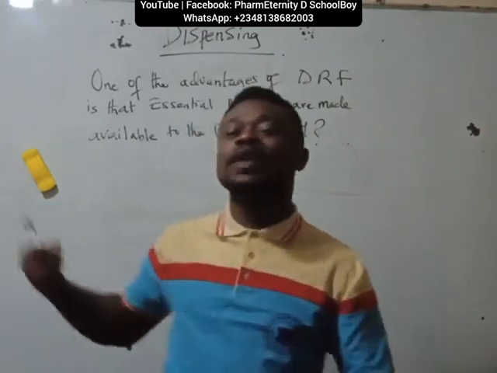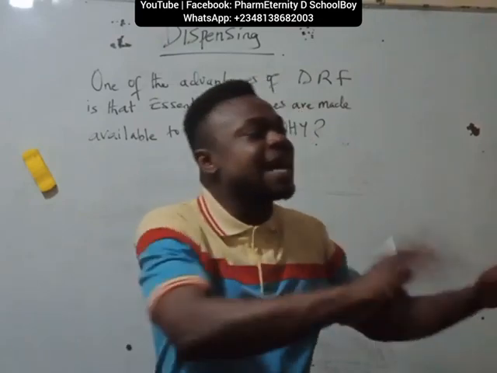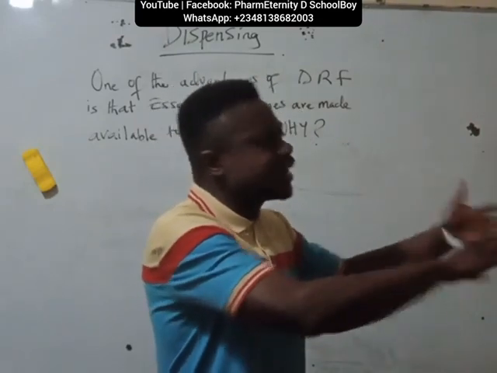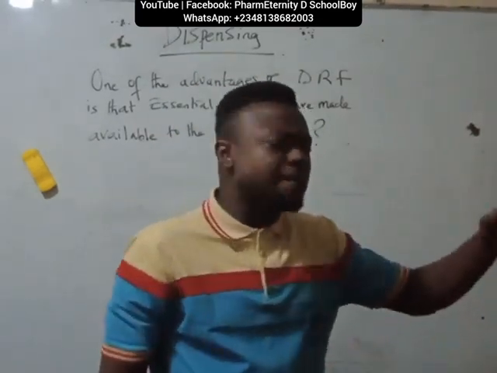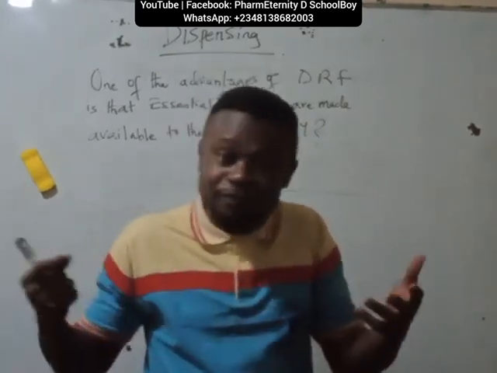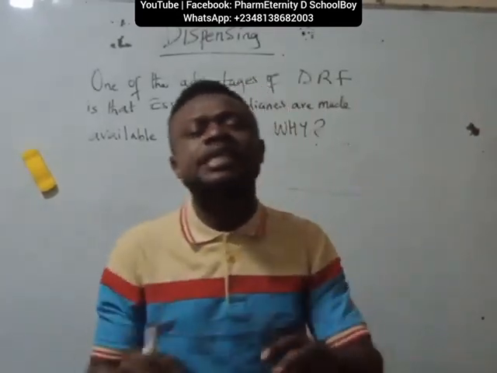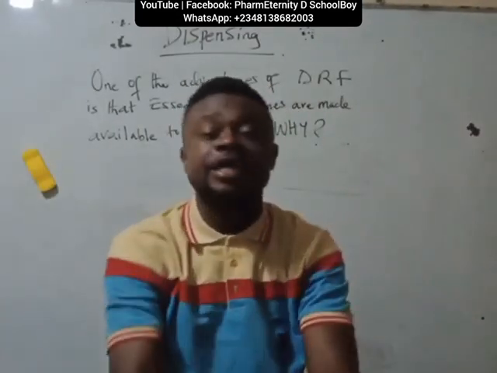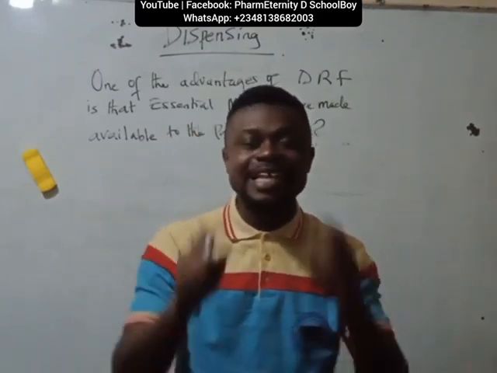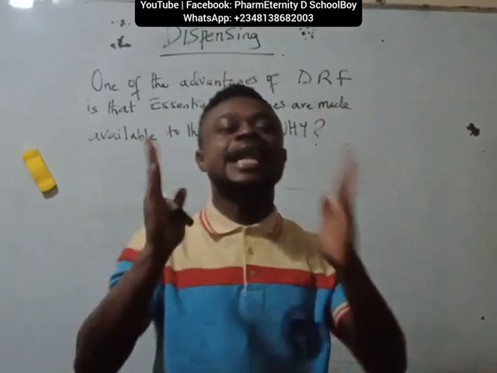So they don't remove money from the drug revolving fund. It's not like other systems where you can take money from the profit and invest in some other places. But in this one, everything is plowed back into the purchase of what? Medicine. With this, medicines are made available at any point in time.